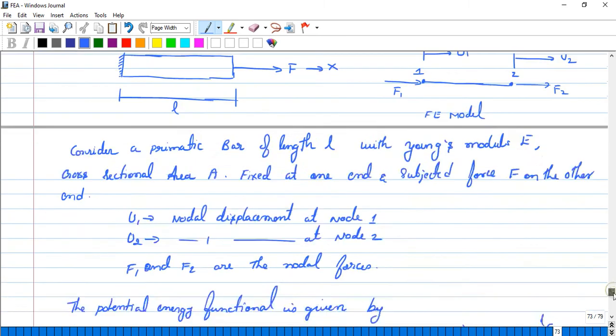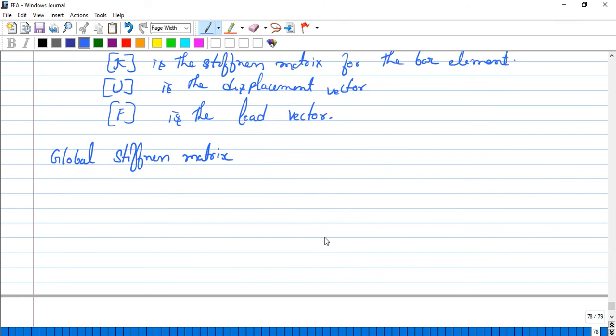Now what is a global stiffness matrix? The global stiffness matrix, as per the definition, is a representation of the stiffness of the entire structure. So now what I will be doing, I will define a structure in such a way that a minimum of two elements has to be formed in that. Only then can we derive the global stiffness matrix. So let us consider a stepped bar. I will just consider a stepped bar.